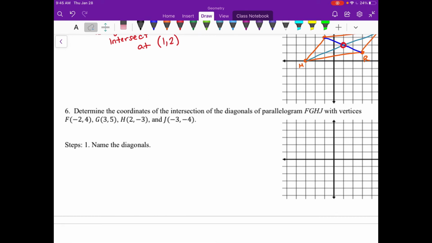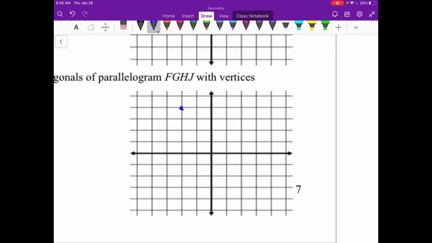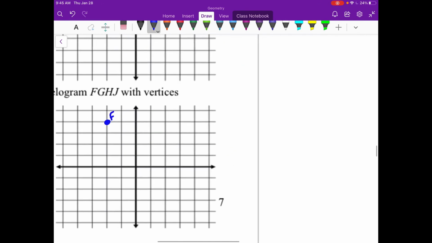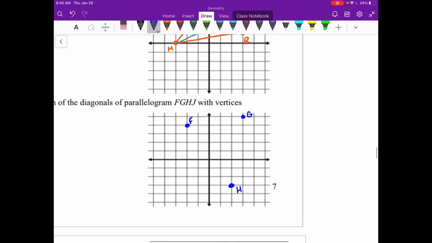Cool. Okay, number 6. We need to determine the coordinates of the intersection of the diagonals again. Again, it gives us more vertices to try. So let's plot those really quick. Starting with F. F is at -2, 4, which is right here. And then G is at 3, 5. 3, 5 is right here. And then H is at 2, -3, which is right here. And J is at -3, -4.